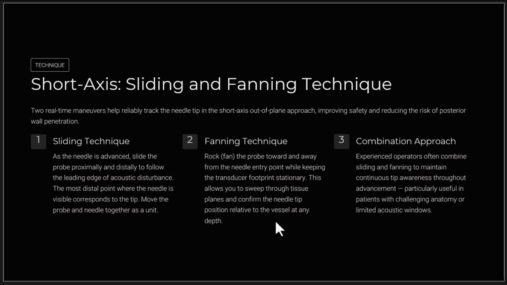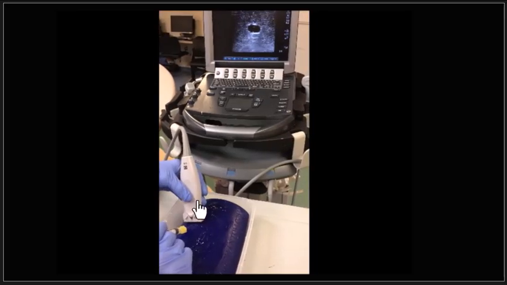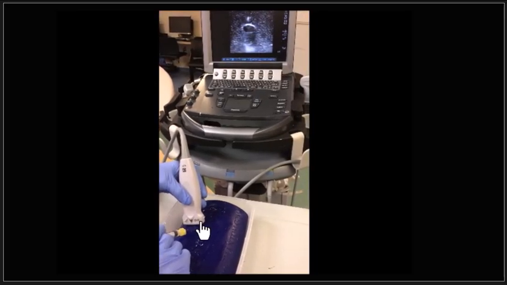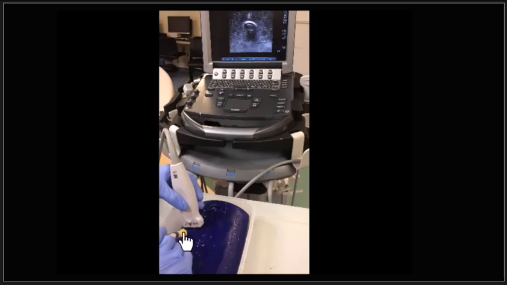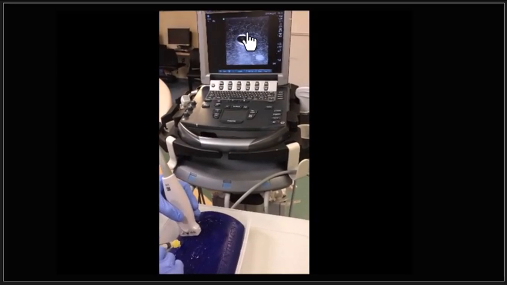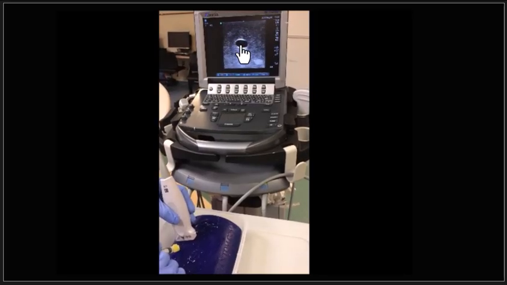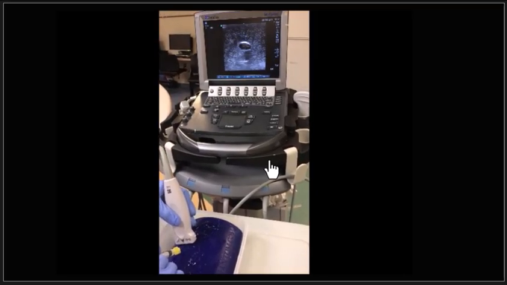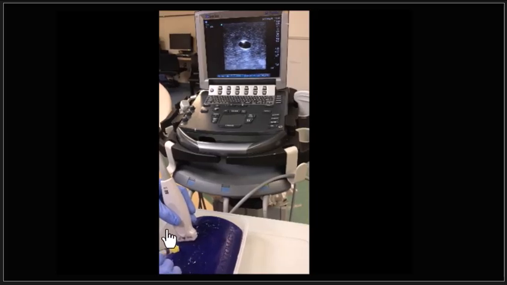So let's start with a fanning technique. Let's go ahead and get to that video here. So watch the probe hand. The probe hand is being very dynamic and it's working with the needle hand. Look at the fanning that's taking place so that the operator is able to follow that bright little dot down into the vessel centered on the screen. So these two hands, they are working together.